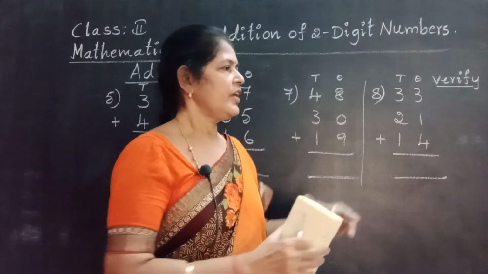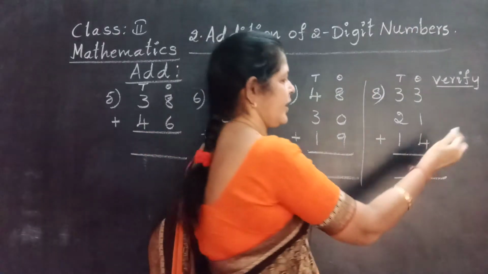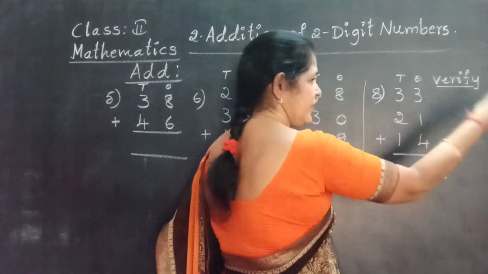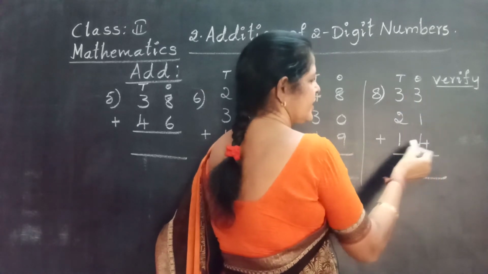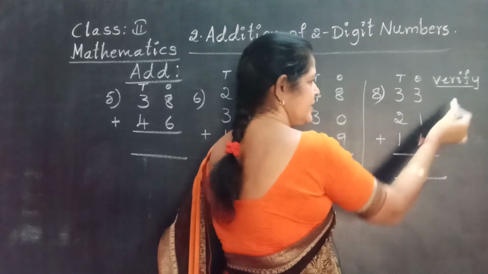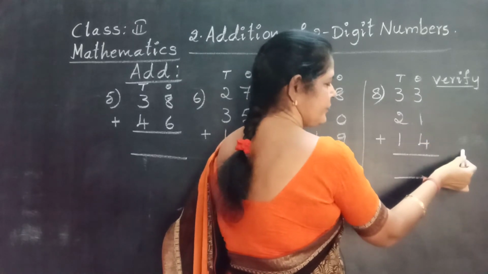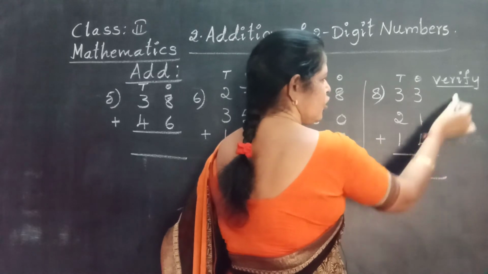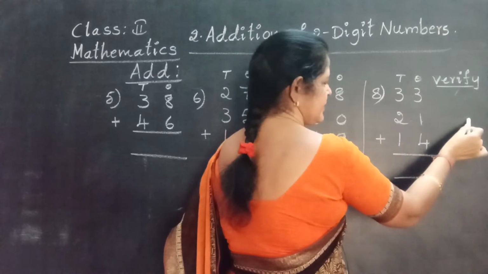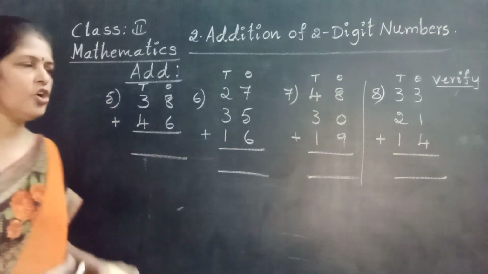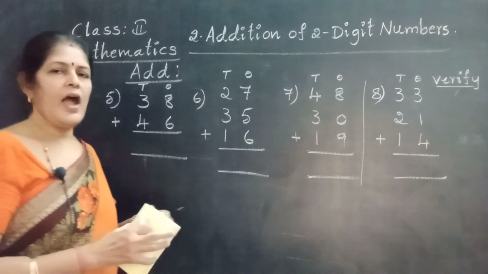Verify means we write the given numbers in reverse order. That means first number, second number, third number. In verifying, the third number comes in the first place, the second number stays in the second place, and the first number goes in the third place. That means it goes up, it stays in the same position, it comes down. Okay, understood? Have you noted down all? Very good.